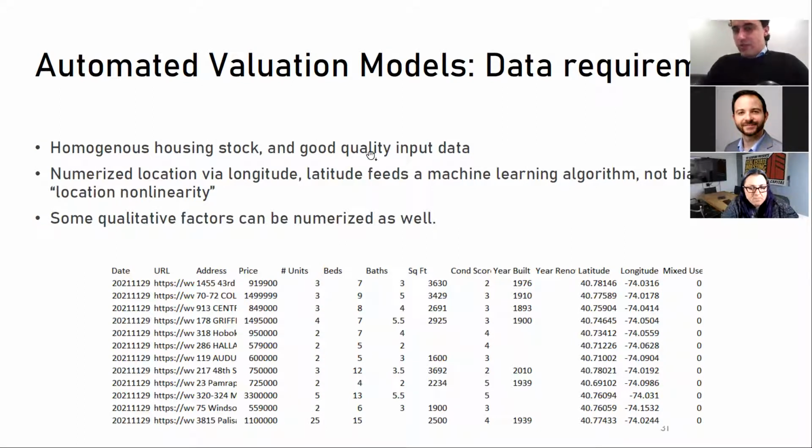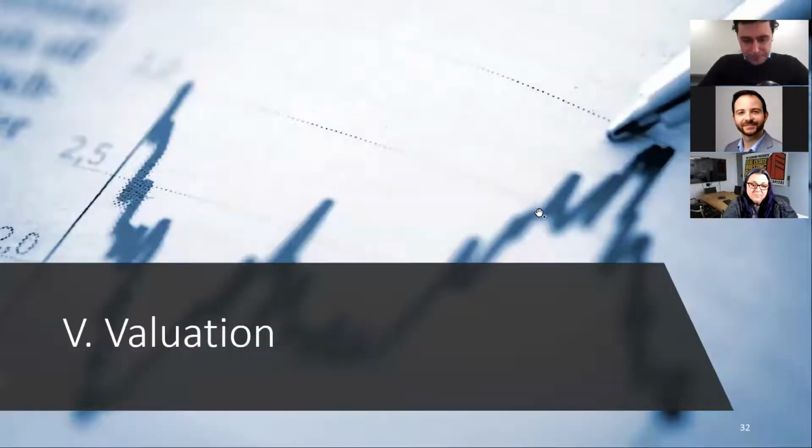And that's where machine learning and things like gradient boosting and perhaps other methods are useful. That's what allows AVMs to work: numerizing location and having methods that are able to capture nonlinearity for it. And then some qualitative factors can be numerized also. This is a basic feed, if one wants to put together a basic feed, for Hudson County, New Jersey, for, I don't know, properties with number of units and locations, etc.